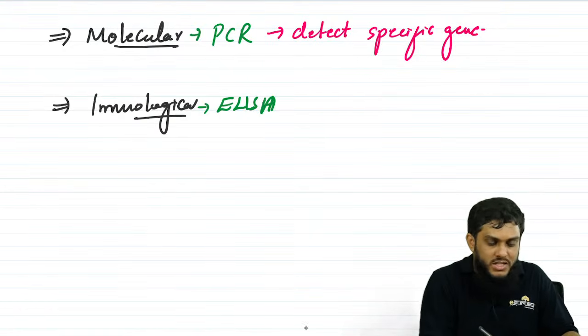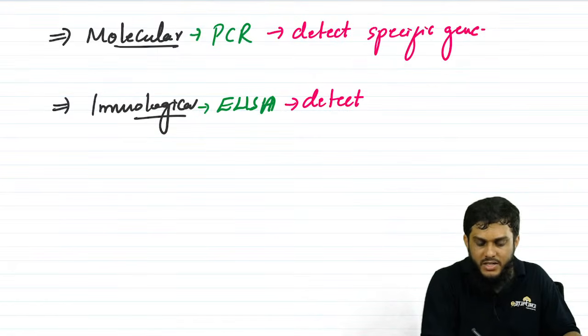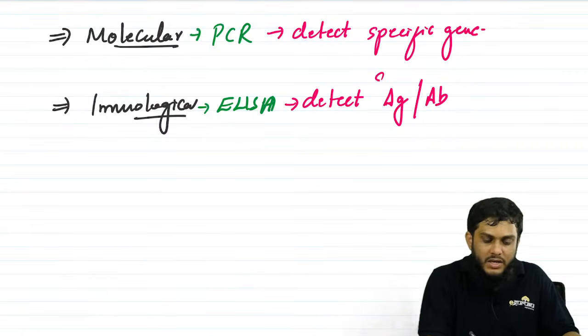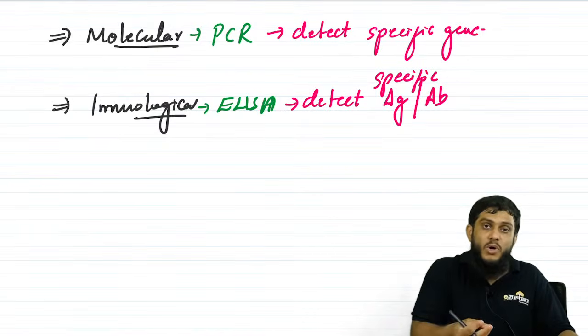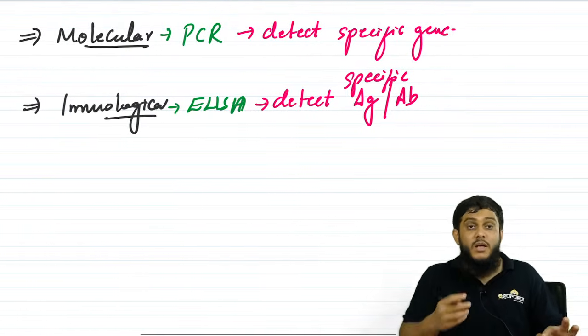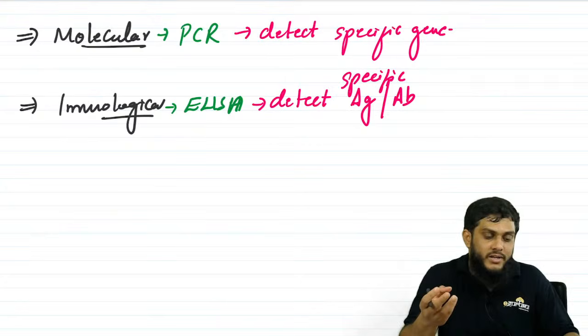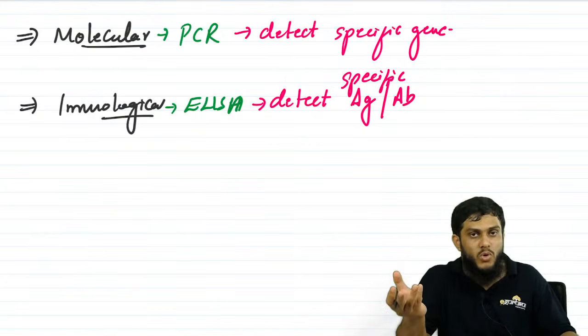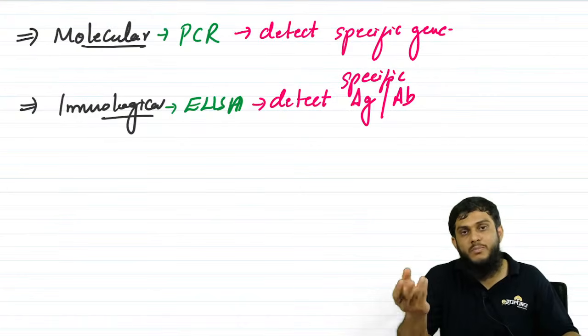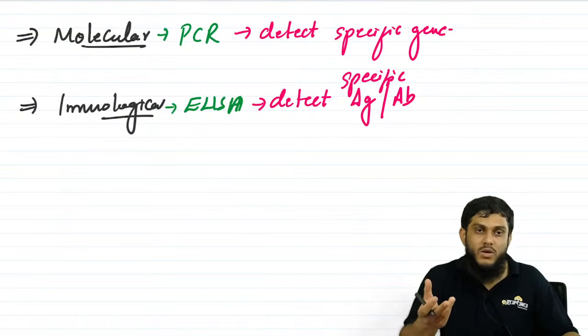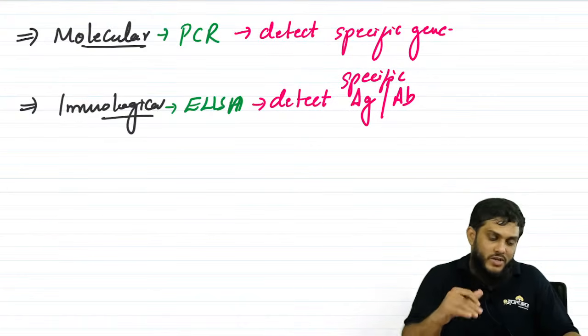In the immunological methods, you know that we detect either antigen or antibody. A specific antigen and specific antibody is detected. If that antigen is present, that is the bacteria. If this antibody is present, this is the bacteria. Which antigen or antibody is detected is not needed. Pneumococcal antigen, pneumococcus. Pneumococcal antibody, pneumococcus. Very simple. Meningococcal antigen, meningococcus; meningococcal antibody, meningococcus. So specific antigen and antibody are detected.